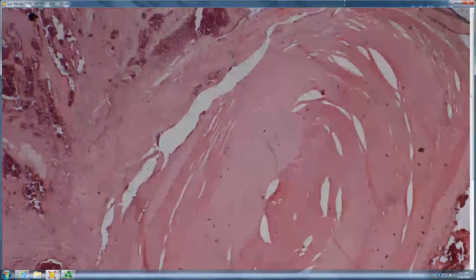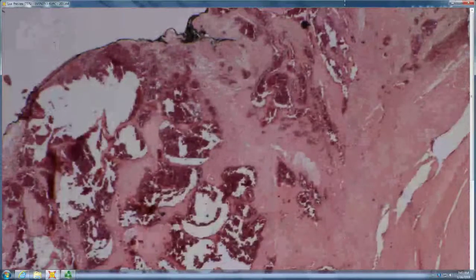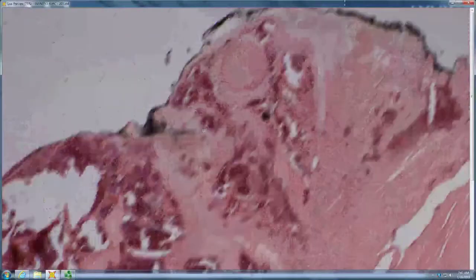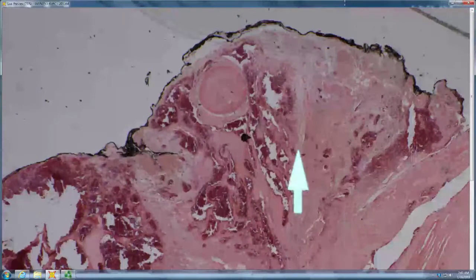Great big phlebolith, hemorrhagic lung type space. Little bits of spindle cells. Spindle cell hemangioendothelioma, same thing as spindle cell hemangioma, so that's all good. Okay, next one.